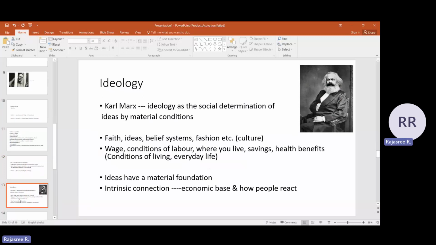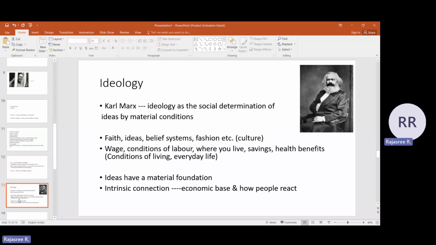So what Marx said is just this: the base determines your superstructure. Your financial status or your income determines your everyday life, your faith, ideas, beliefs. So ideas, they have a material foundation.